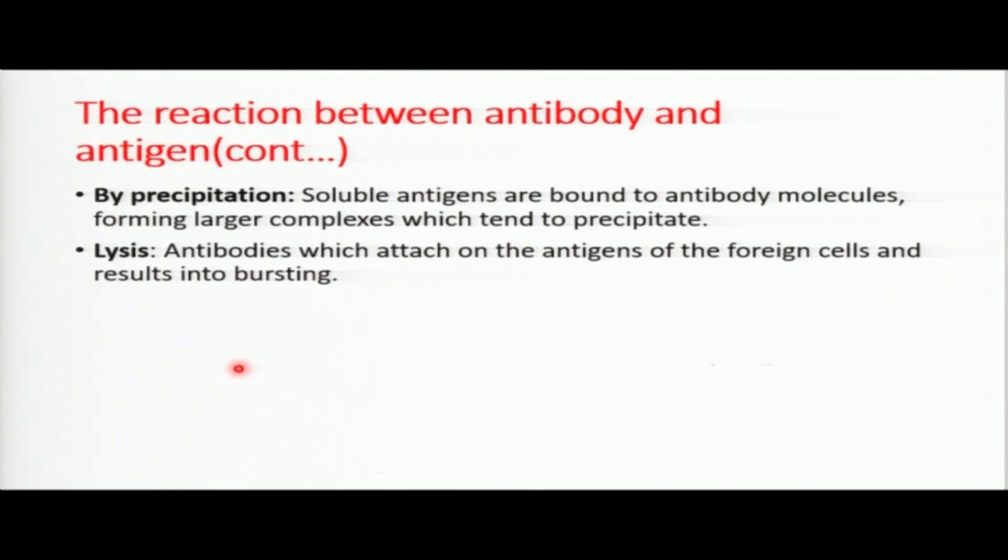Another way for antibodies to react with the antigens is what you call precipitation. The antigens have now to be soluble. They are going to be soluble into the antibody molecules. Once they are dissolved into antibody molecules, they can be destroyed easily. Are you together? Then lastly is lysis.